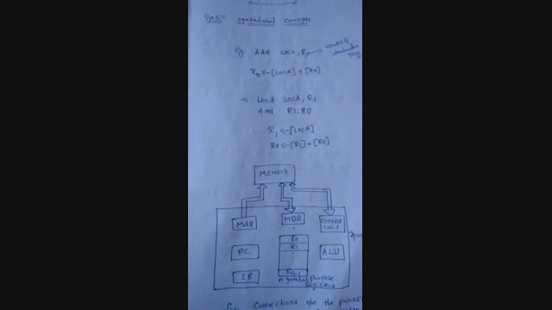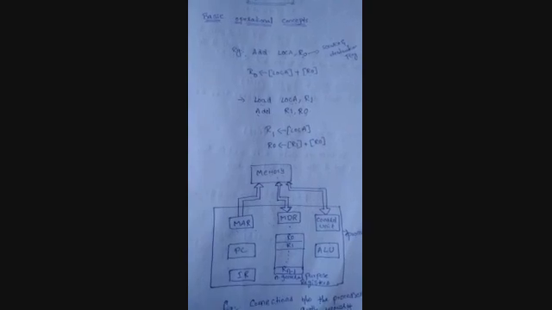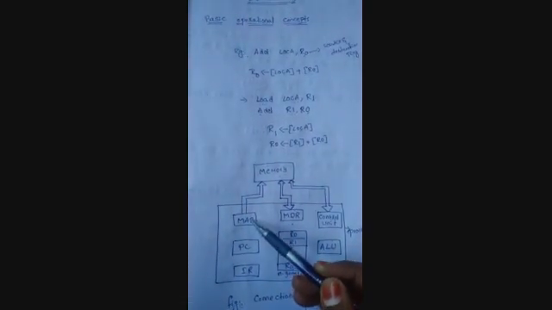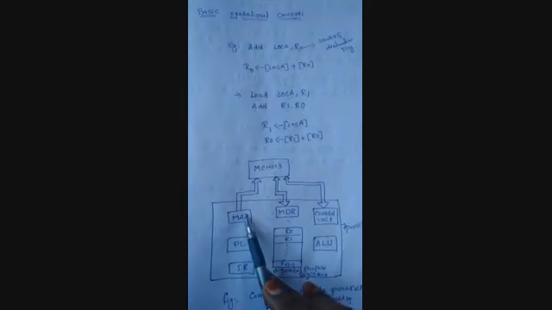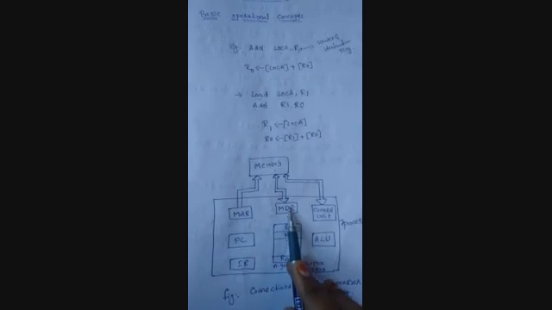In the next class we will learn about bus structures, which type of buses are used for transferring addresses, data and control signals. For transferring address we have the address bus. For transferring data we have the data bus, and for transferring control signals we have the control bus. We will discuss this in the next lecture.